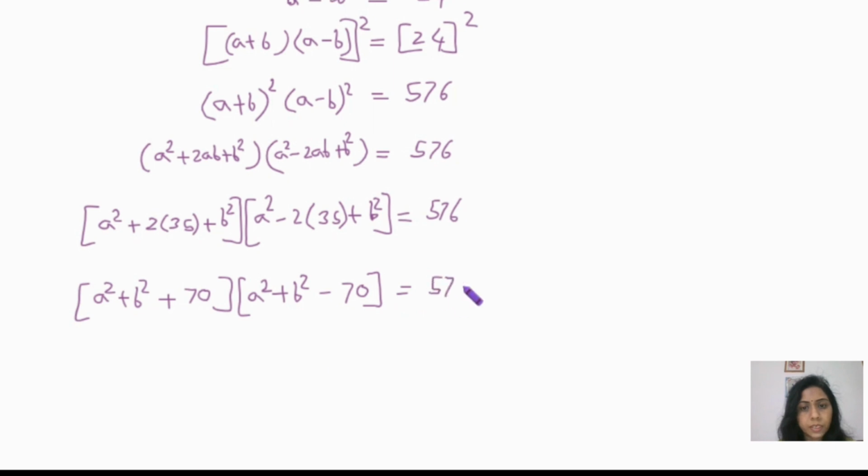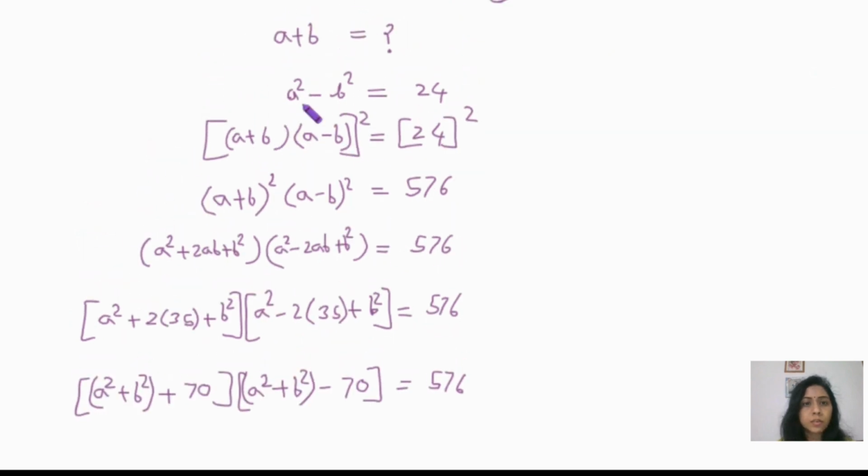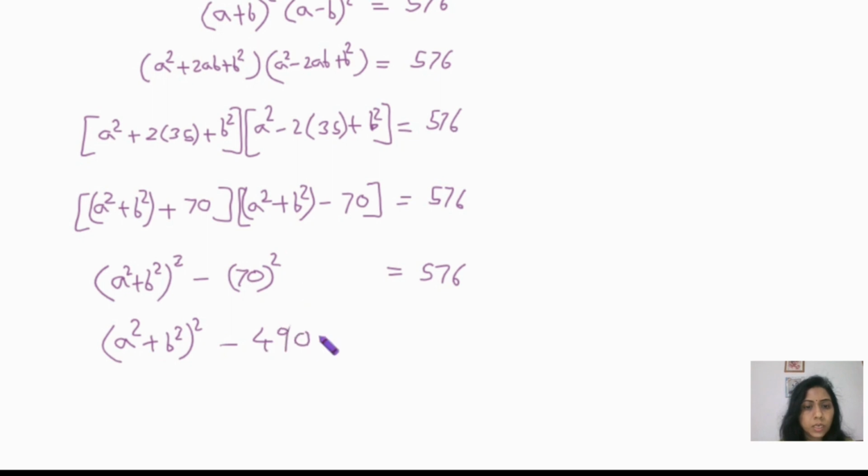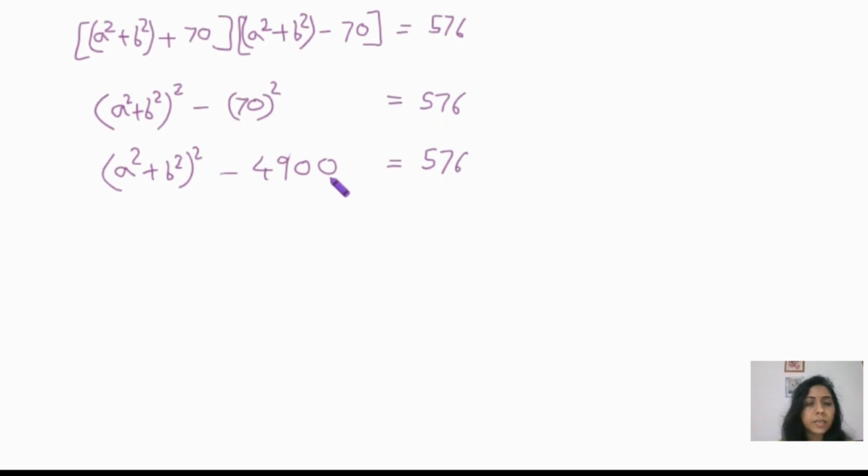equals 576. We can imagine this parenthesis as a plus b and a minus b, where a value is a square plus b square and b value is 70, so we can apply the difference of squares. So (a square plus b square) whole square minus 70 square equals 576. 70 square is 4900, and this is 576. Now transfer this 4900 to the right hand side, so it will be added.